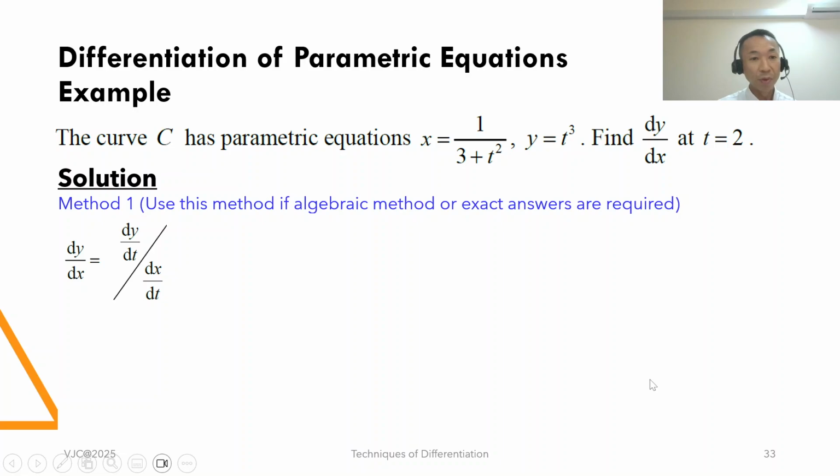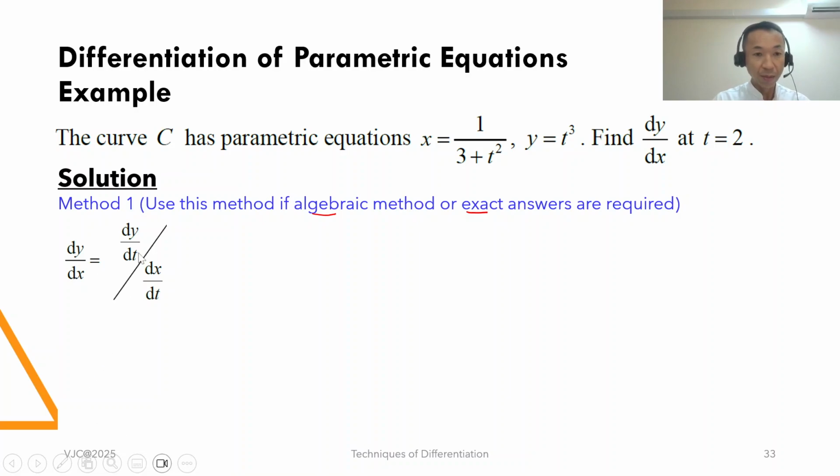Here is your parametric equation. You're required to find dy/dx at t equals 2. We will use the method that I'm going to show here only if the algebraic method is required, only if the exact answer is required. Later in method 2, we will directly use the GC, and I'm going to show how to use it. But if you are required to find the exact answer, we have no choice. We will use the algebraic method here.